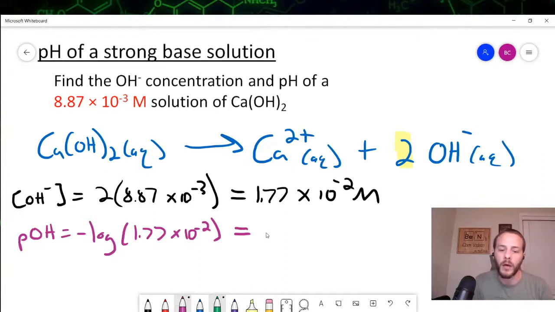a value of 1.752. Notice that there's 3 decimal places in this value because there are 3 significant figures in the number that I'm taking the logarithm of. That's the rule for sig figs and logarithms. When you take a logarithm of something, it has to have the same number of decimal places as the number of sig figs in your original number that you took the logarithm of. So that's correct. And then we understand that pH plus pOH is 14.